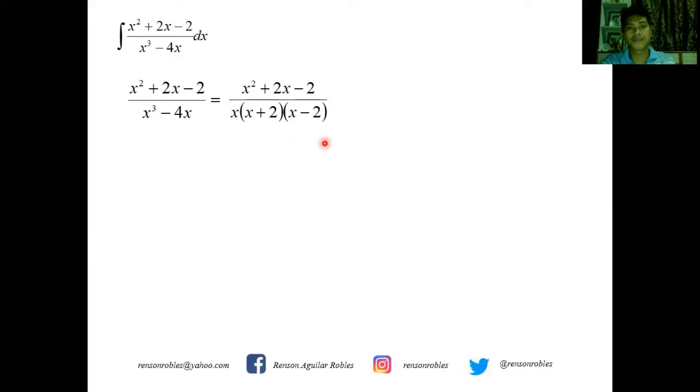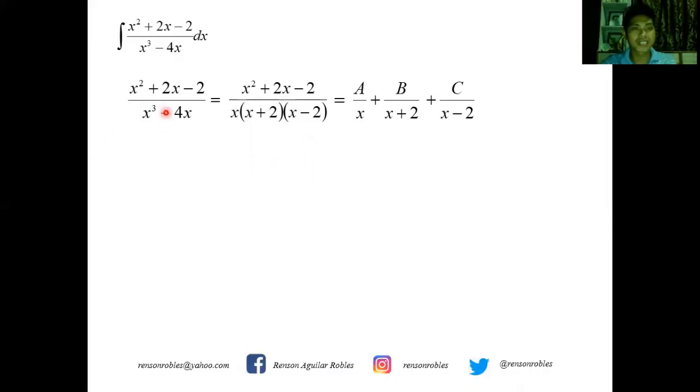Okay, so for the first linear factor x, we associate a partial fraction equal to capital A all over x. And then for the second linear factor x plus 2, we associate a partial fraction equal to B over x plus 2. And then for the third linear factor, x minus 2, we associate a partial fraction equal to C all over x minus 2. Okay?